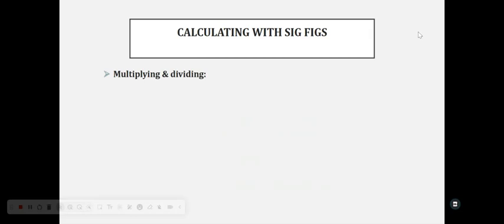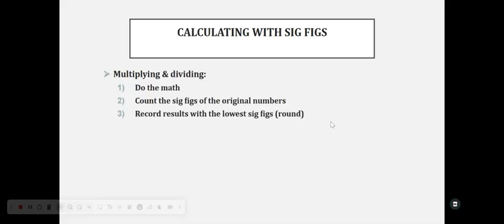What about when you're multiplying and dividing? When you're multiplying and dividing, it's a little different because you don't have decimal points to line up. You do the math. You count the sig figs in the original numbers, and you always record your data to the lowest number of sig figs. Your answer can't be more accurate than your least significant piece of data.